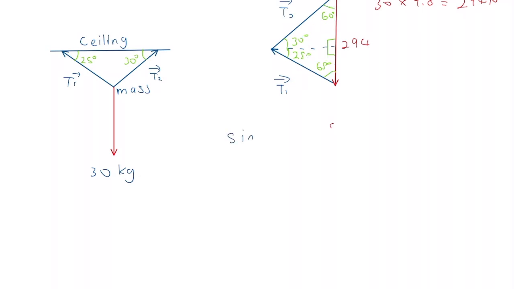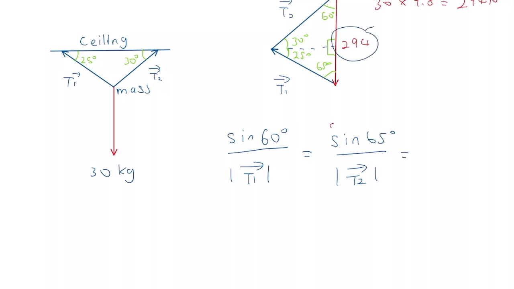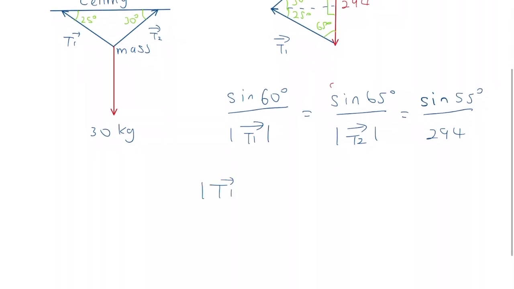So sine 60 degrees over magnitude of T1 equals sine 65 degrees over magnitude of T2 equals, this is the known one, we have the magnitude here and the force angle here. So sine, and adding together 30 and 25, we get 55 degrees over 294. So basically, T1 equals 294 sine 60 degrees over sine 55 degrees.